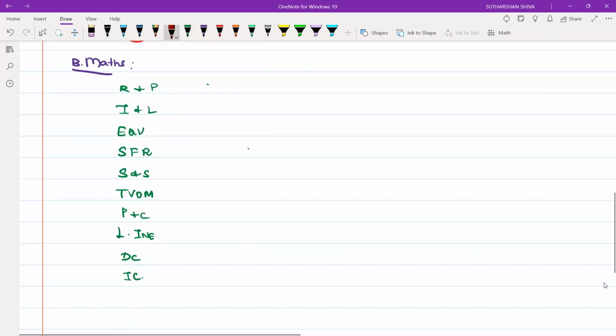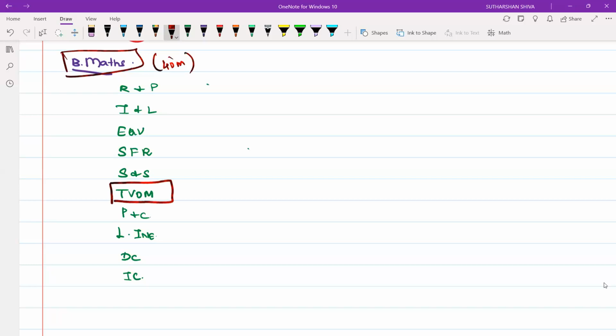Then coming back to business mathematics: more topics, but fewer marks, only 40 marks. I have divided it based on category. The first thing you need to study is TVOM. What is TVOM? Time value of money.